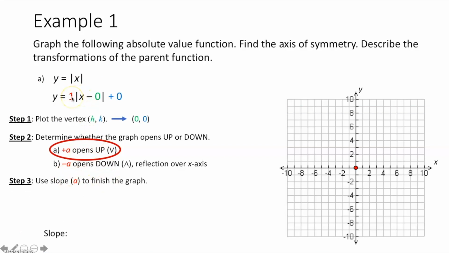Next, we're going to use the slope to finish the graph. What's our slope? It's 1. How do I write that as a fraction? 1 over 1. Now that we have that, we go over to our vertex. We go up 1, right 1, put a point. Up 1, right 1, put a point.